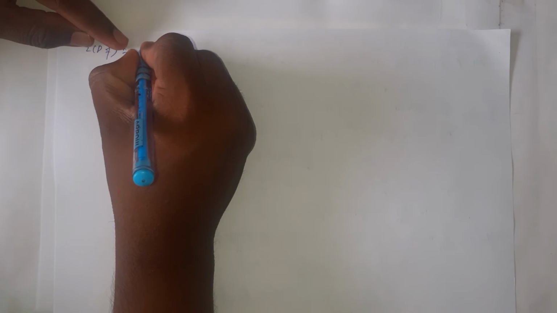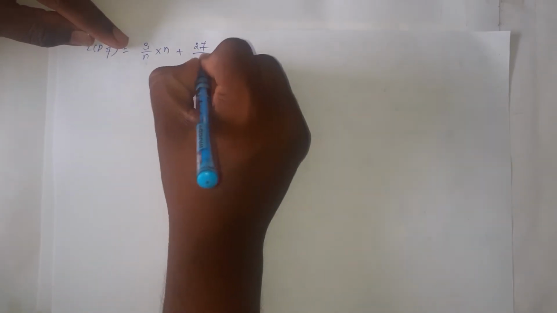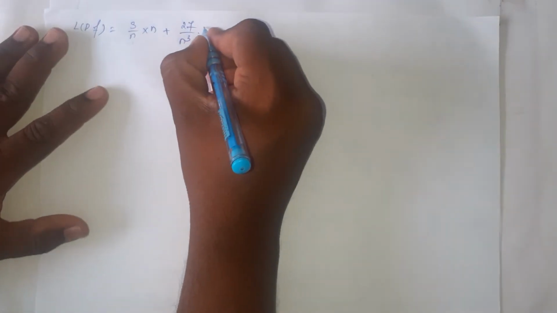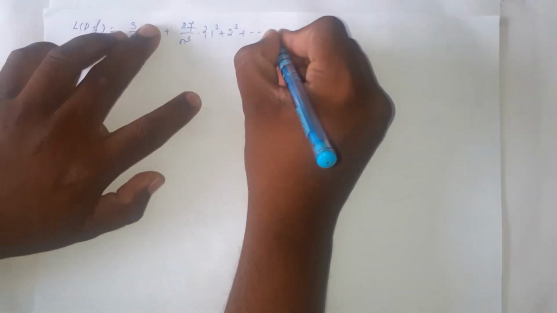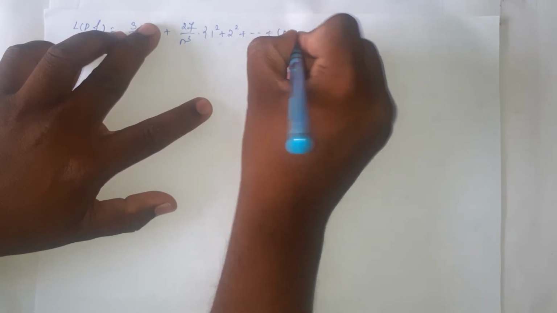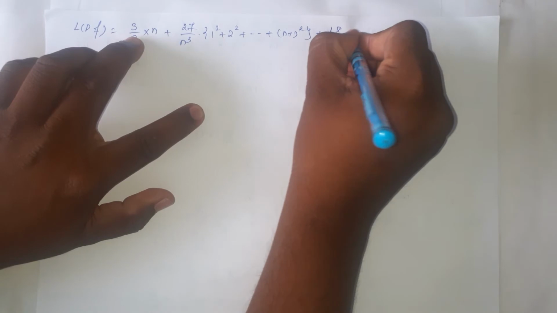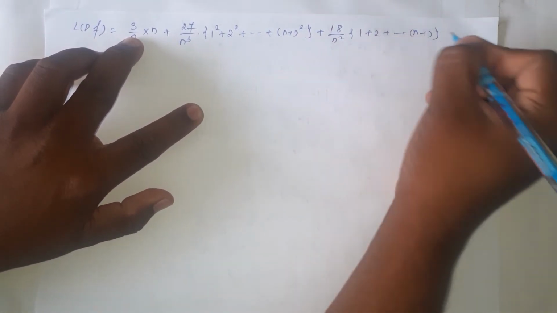Now here LPF is equal to 3 by n into n plus 27 by n cube. So here this is 1 square, 2 square up to (n minus 1) whole square, plus 18 by n square into 1 plus 2 up to n minus 1.